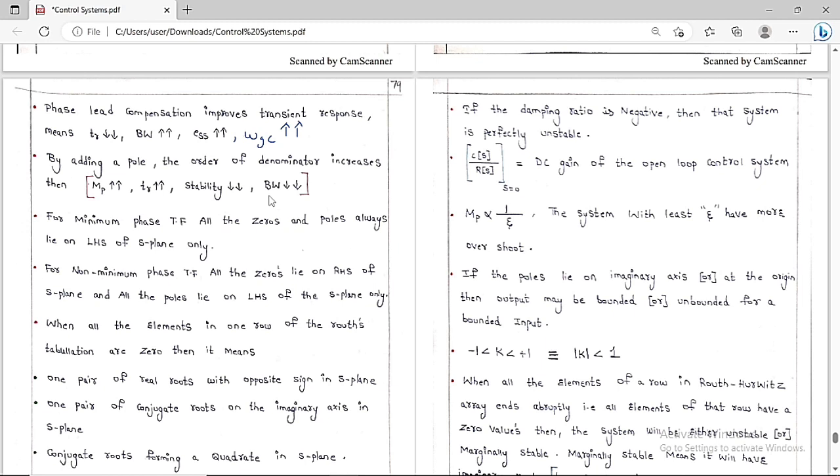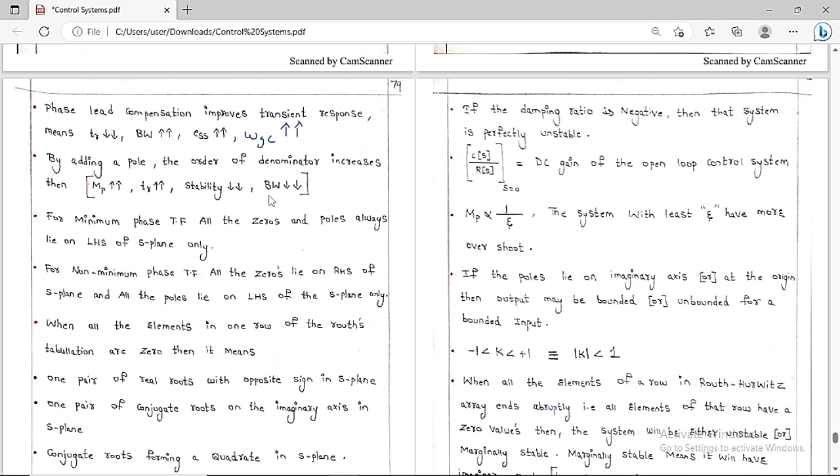So whenever you add a pole, definitely the order is going to increase by 1 unit, as well as the type of the system is also going to increase by 1 unit. So therefore we can say the order of the denominator increases, as well as the type of the system. Then what is going to happen? As I already told you, this is a lag compensator.